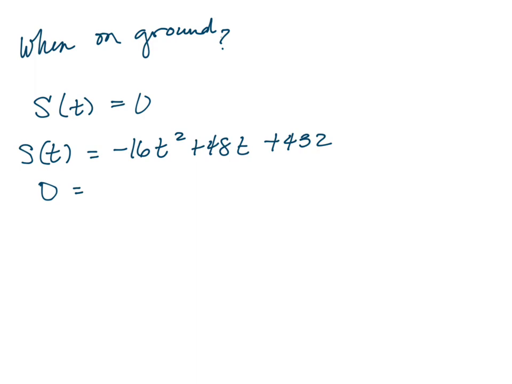Okay. So we're setting it equal to 0. We identify A, B, and C. Negative 48.